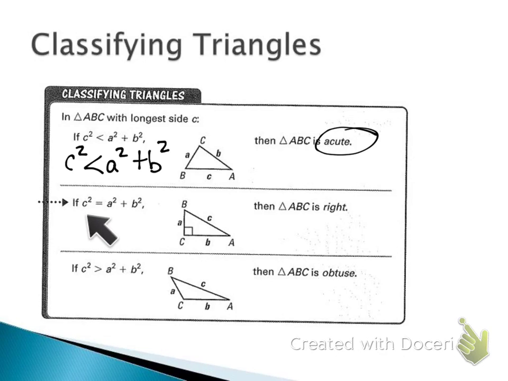We've already talked about if they do come out to be equal on both sides, that's when we know it's a right triangle. If we plug in a, b, and c, square them all, add a squared and b squared together, and c squared comes out to be greater than or bigger than a squared plus b squared, that is when our triangle is obtuse.